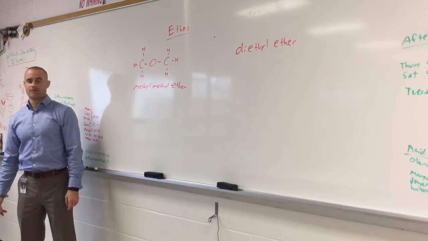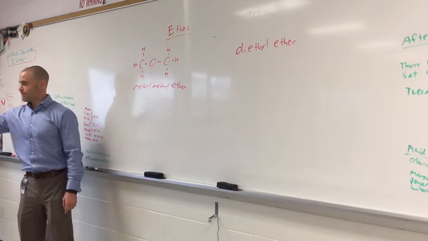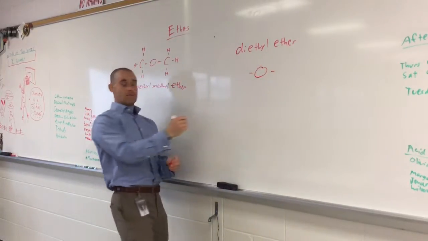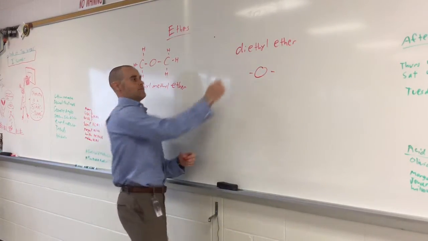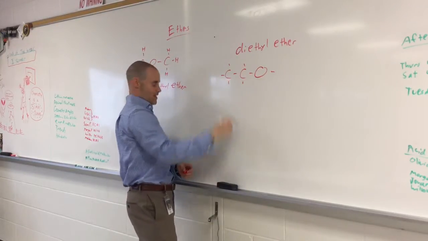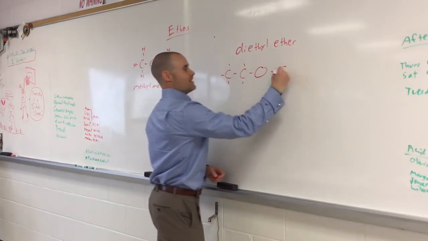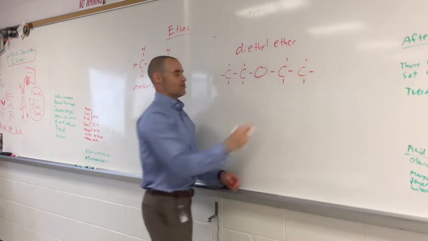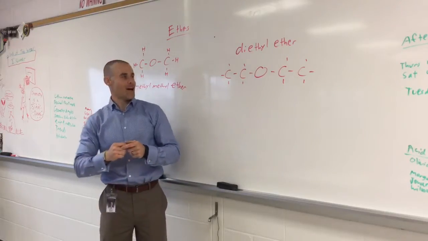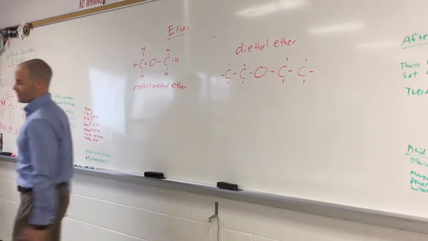Diethyl ether. Who can draw it? Oh, in the middle. 2 carbons on each side. There you go. Very good. There it is. There's 1 ethyl. Hello. Ethyl. And then there's another ethyl. So there's ethyl, ethyl, ether. Or diethyl ether.